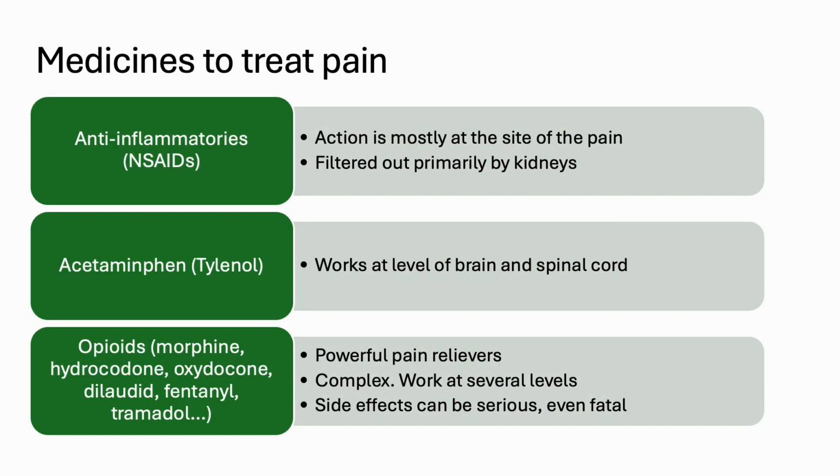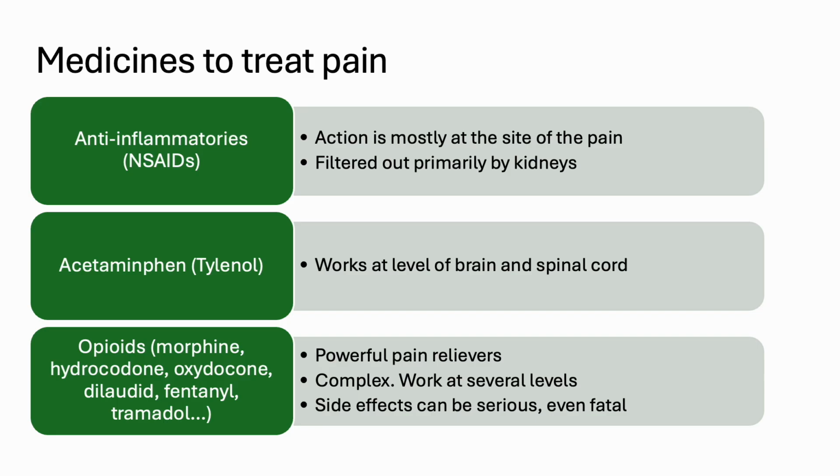The three main classes of pain medications are nonsteroidal anti-inflammatories. Examples are aspirin, ibuprofen, Ketodolac, Aleve. They work mostly at the site of the pain. I won't go into the details on the mechanism, but they are all filtered out by your kidneys. And that's why we have to be very careful if a person has high blood pressure or chronic kidney disease. Sometimes they can't handle that class of medicine.